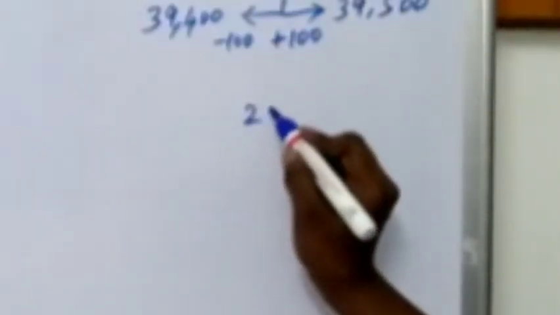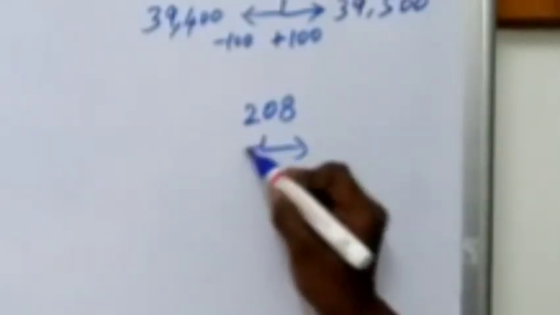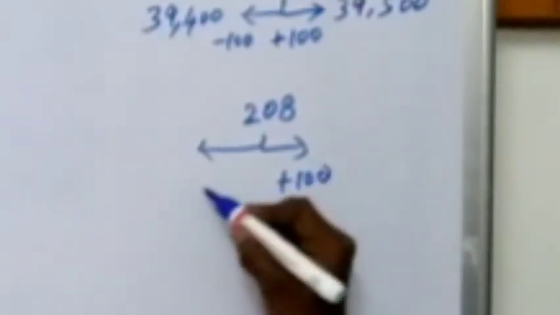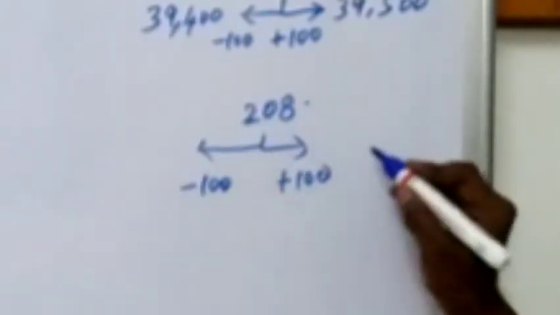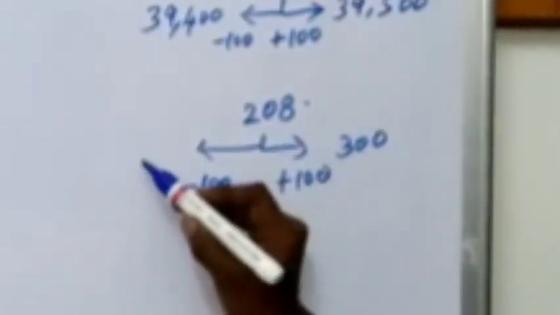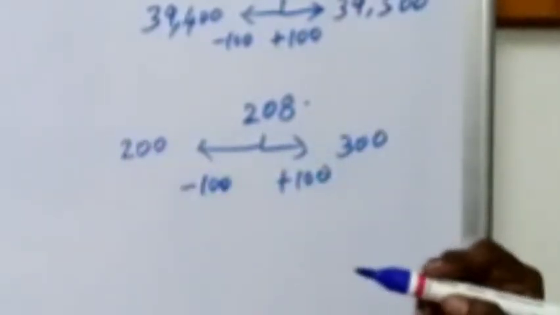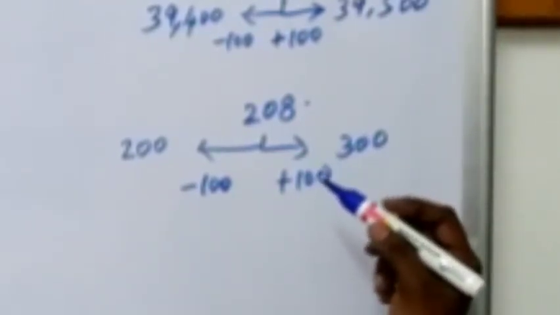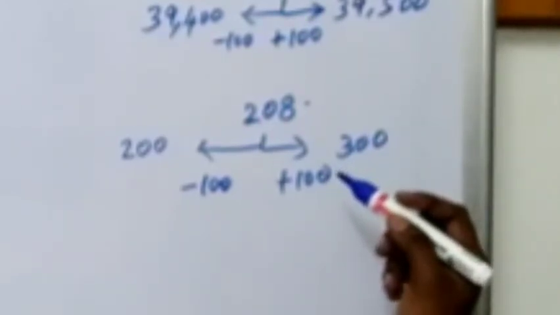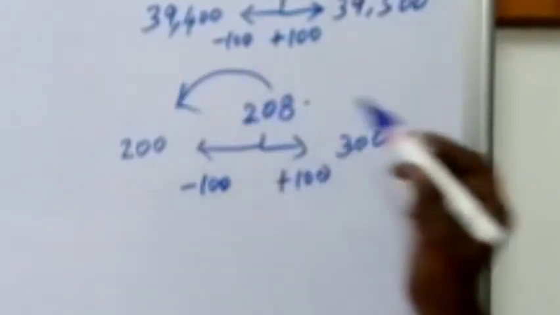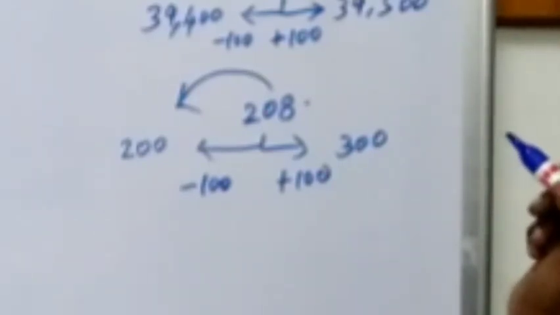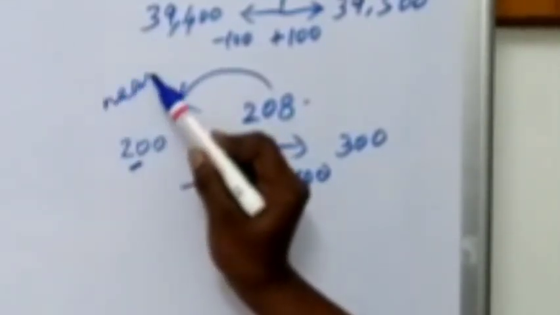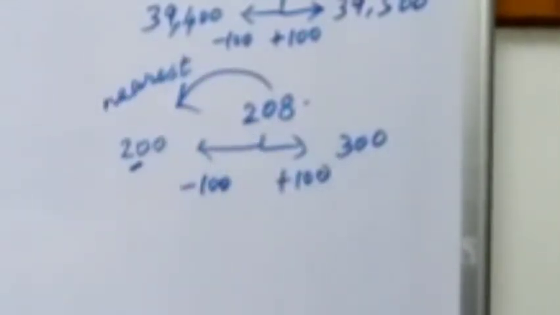Next we have to find out the round off value for 208. 300 is the nearest value after 208 if you round off the value to 100. And 200 is the nearest value before 208 if you round off to the nearest 100. Okay. From 200 and 300, which is nearest to 208? 200 is nearest to 208. So you have to consider 200 as the nearest round off value to 208. Take the nearest round off values 39,500 and 200. Then do the normal addition method.